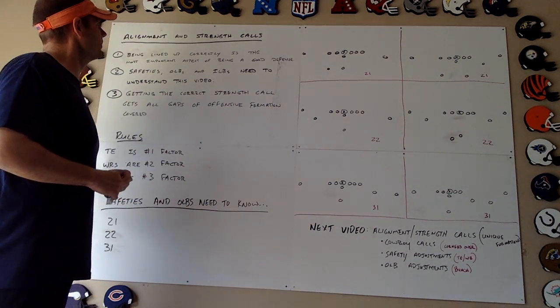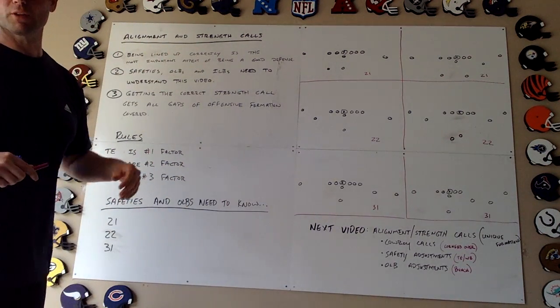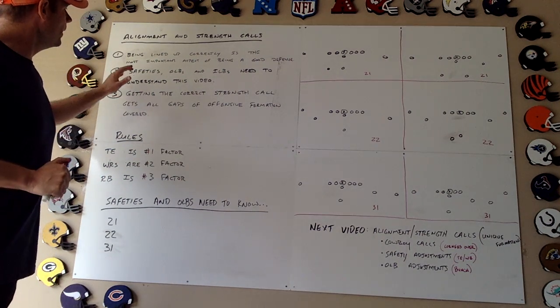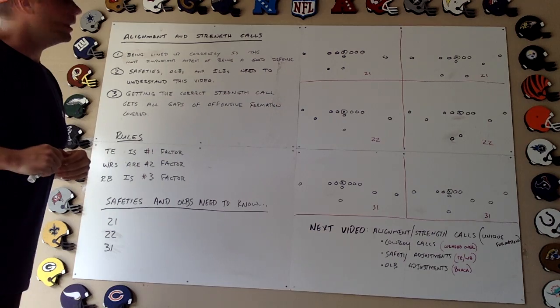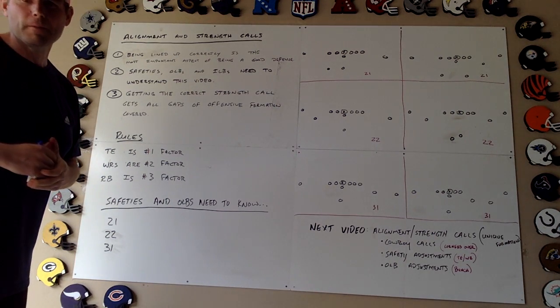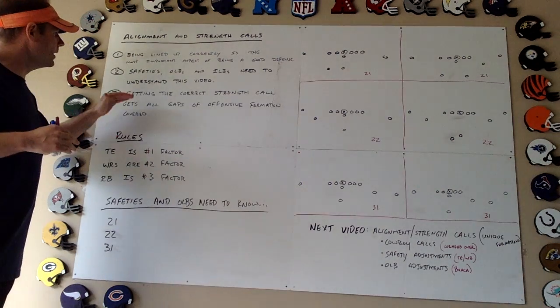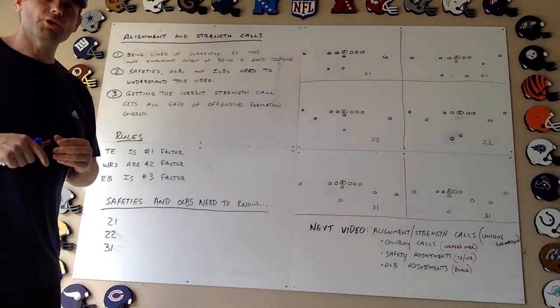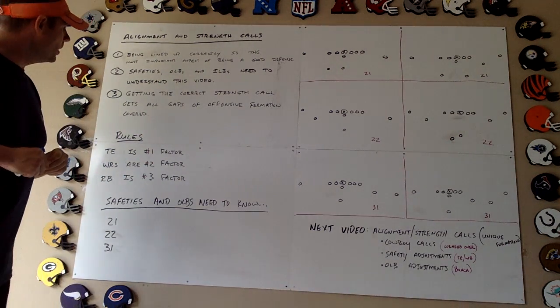Hey guys, I just want to talk to you about alignment and strength calls today for our defense. It is very, very important that we get lined up correctly. Being lined up correctly is the most important aspect of being a good defense. We need to have our safeties, our outside linebackers, and our inside linebackers. You need to understand what we're going to talk about today.